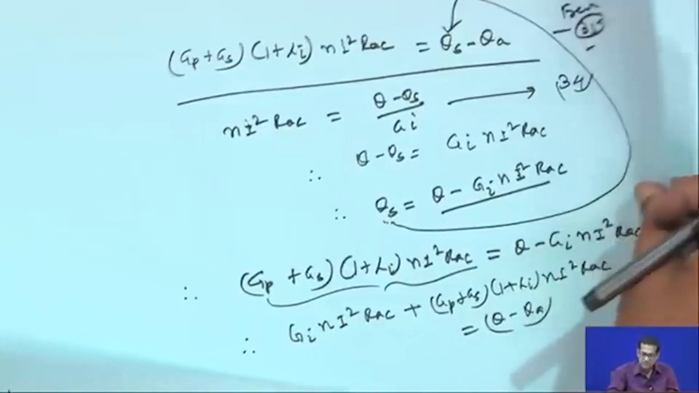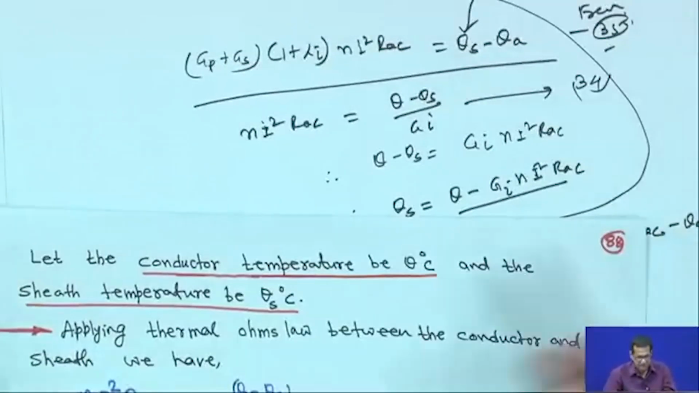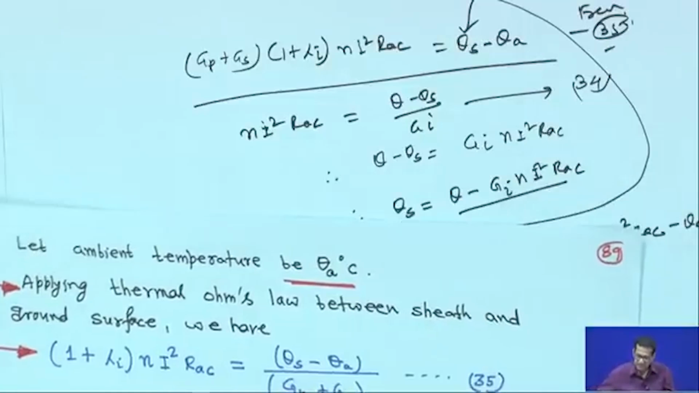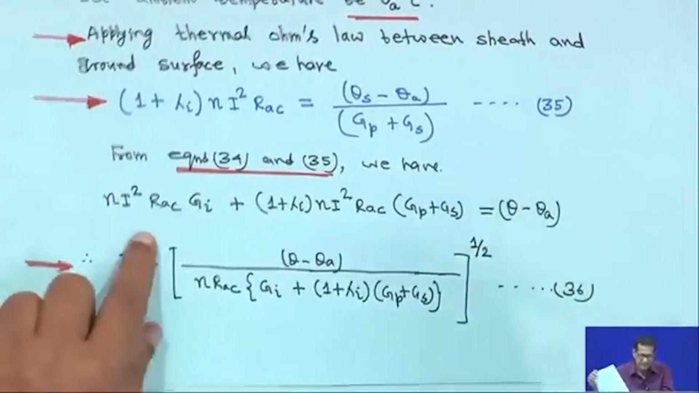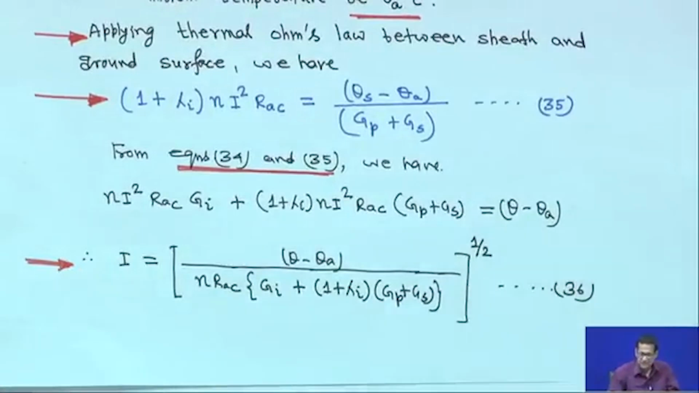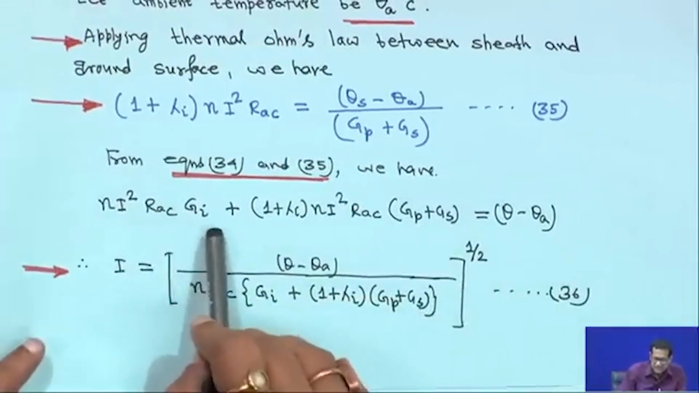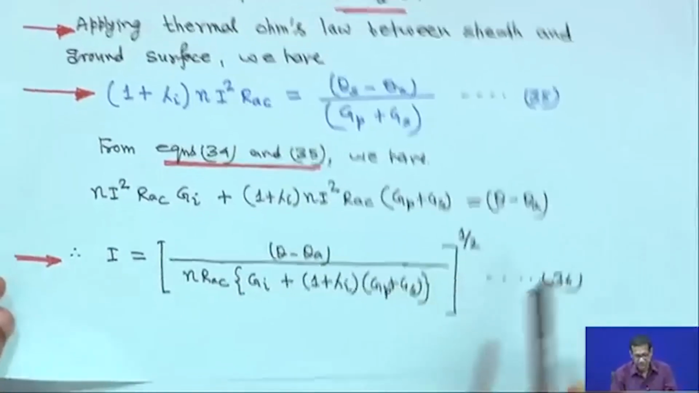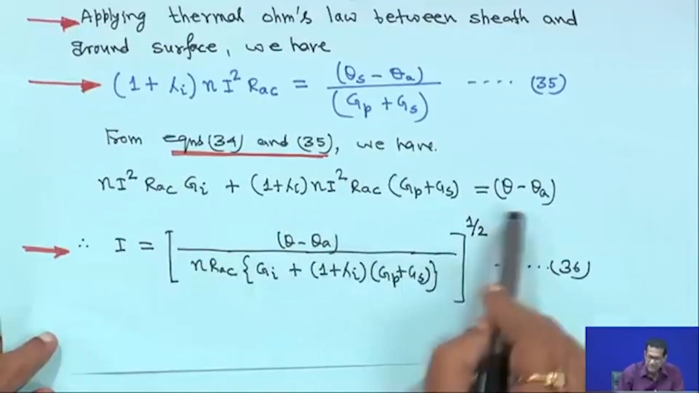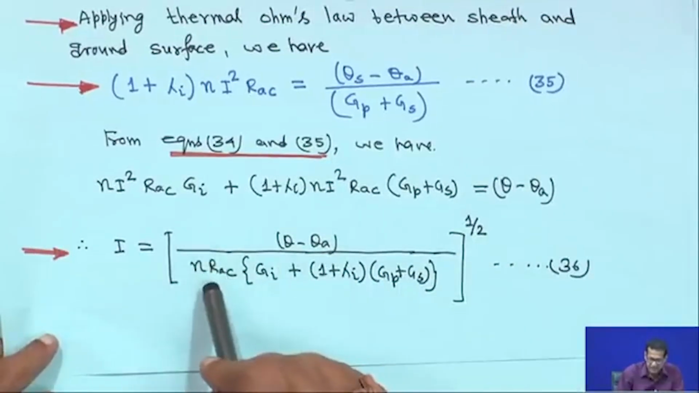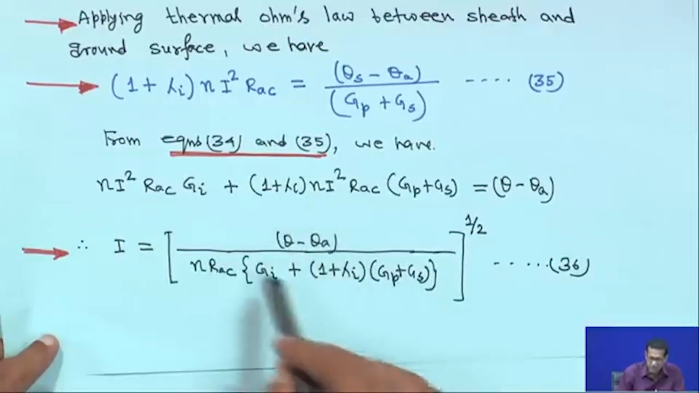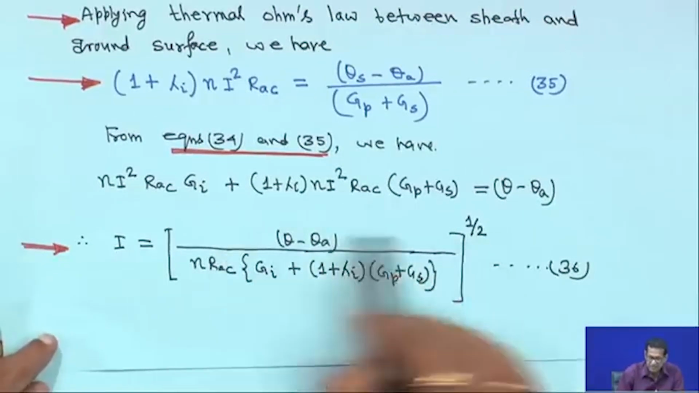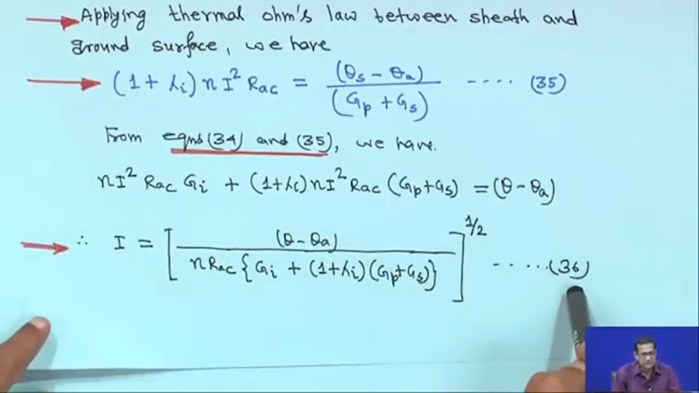So from these two equations, 34 and 35, we are getting this equation: n I square R A C Gi plus 1 plus lambda I n I square R A C Gp plus Gs equals theta minus theta a, as I have just shown you. Therefore, from this equation I will be theta minus theta a divided by n R A C. N R A C will be common from both, in bracket Gi plus 1 plus lambda I into Gp plus Gs. It is I square, so it is to the power half, the square root. So this is equation 36.